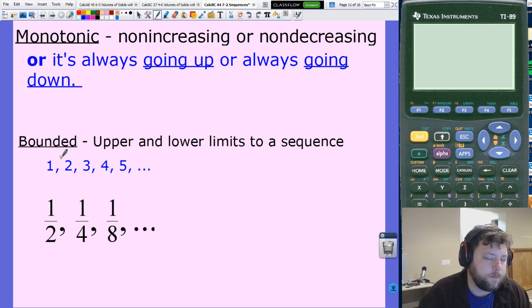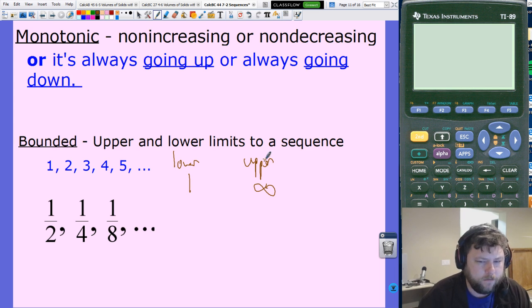Bounded. Sometimes we have this concept of bounded, and that means our sequence has an upper and lower limit. So that means there's a minimum number and a maximum number. So let's look at the sequence 1, 2, 3, 4, and 5. If you keep growing by 1, well, we know the lower limit is going to be 1. What is the upper limit? There is no upper limit because it keeps growing forever. So we can say this one is only bounded on the low end, or we'd say it's unbounded because it's not bounded on both sides.